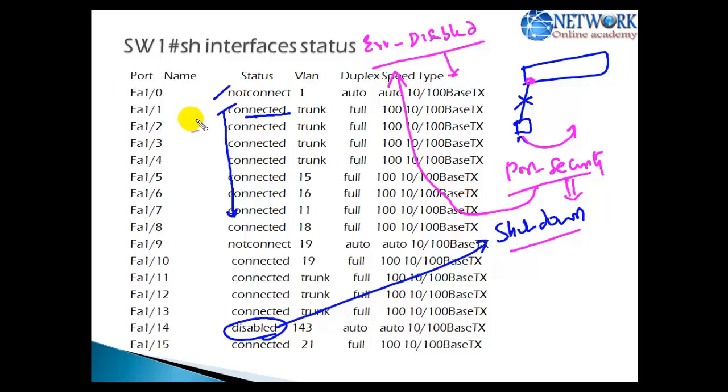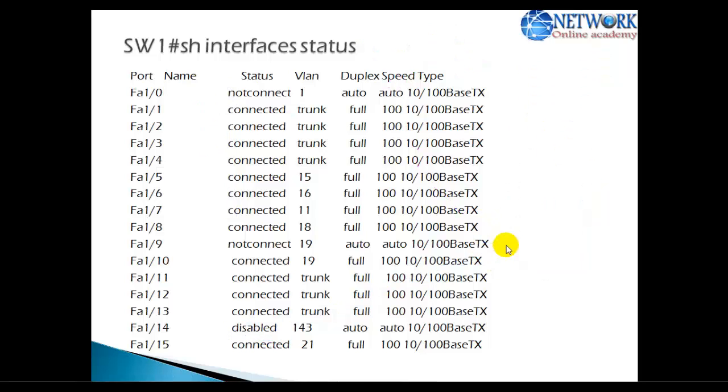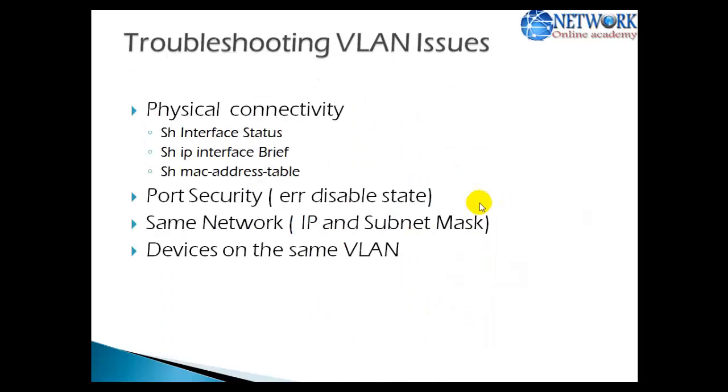I'm just trying to show you the different possible status messages which you'll find when you use the show interface status command, and based on those status messages we can figure out the possible reason or problem which can affect your physical connectivity.